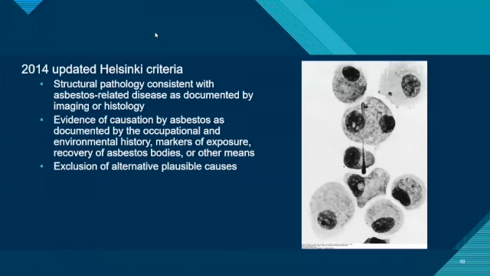So in terms of how we diagnose it, there's the updated Helsinki criteria, which uses structural pathology consistent with asbestos-related disease, documented either by imaging or histology, and evidence of causation by asbestos, documented through a good history, markers of exposure, and recovery of asbestos bodies. You can do a bronchoalveolar lavage or transbronchial biopsy to look for these, and then exclusion of alternative possible causes.